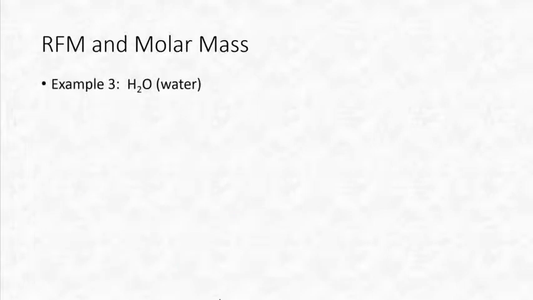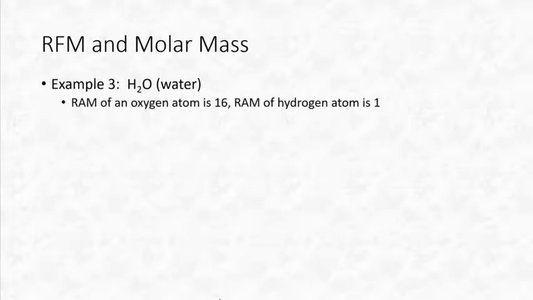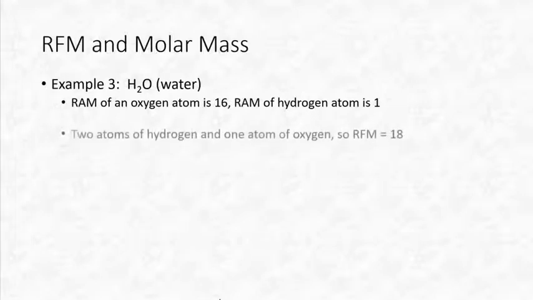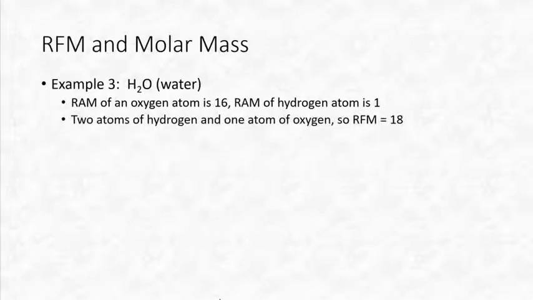Another example, our water molecule H2O. So our relative atomic mass of an oxygen atom is 16 and hydrogen is 1 as we already mentioned. So 2 hydrogens and 1 oxygen have a relative formula mass together of 18. That's the relative formula mass of our water molecule. So the molar mass of water is 18 grams. 1 mole of water molecules is 18 grams.